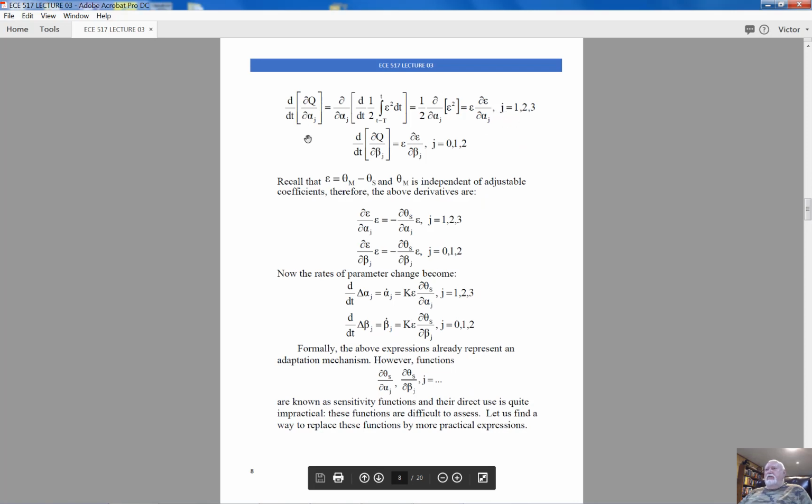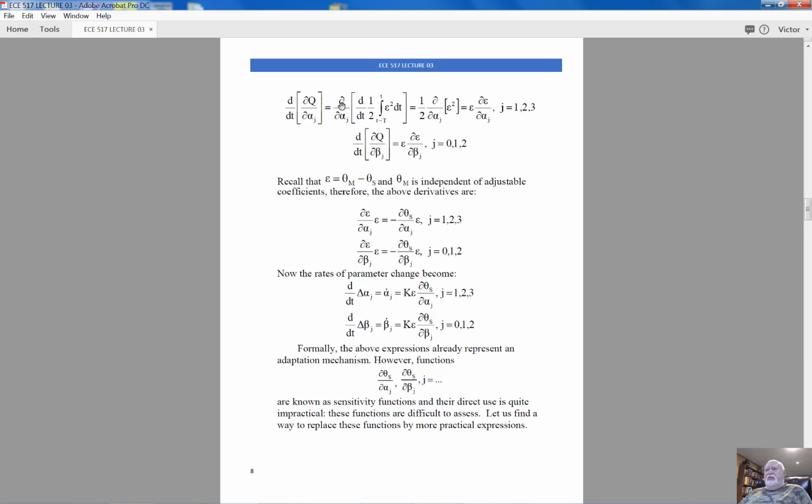The next thing we will do is honestly compute the time derivatives that were mentioned here. This is d over dt of the component of the gradient. You know that the order of differentiation could be changed. I told you about this.